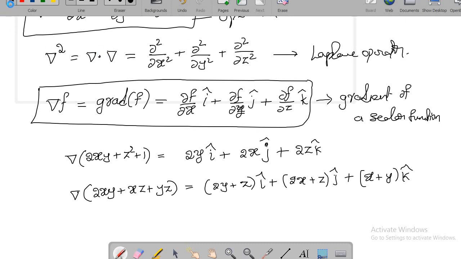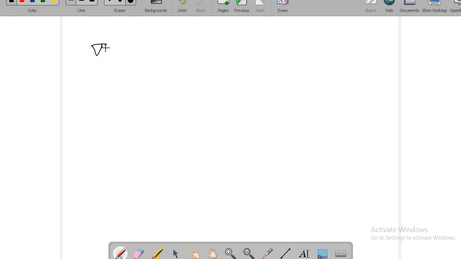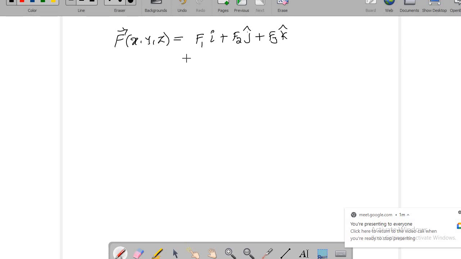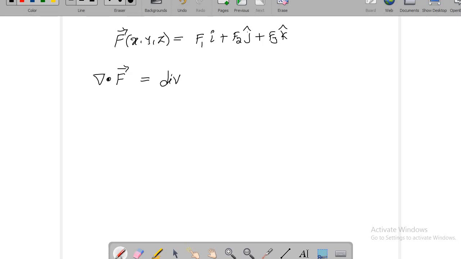The next thing, let us see what the action of this operator is on a vector field. There are two vector operations we know. One is the dot product and another is the cross product. So first let us look at the dot product, that is del dot product with a vector field. So now I need to deal with a vector field. Let me mention, let's say f bar of x, y, z, where f1, f2, f3 are functions of x, y, z. Now let us see the action of del dot product with f bar, and this is what we call the divergence of f bar.